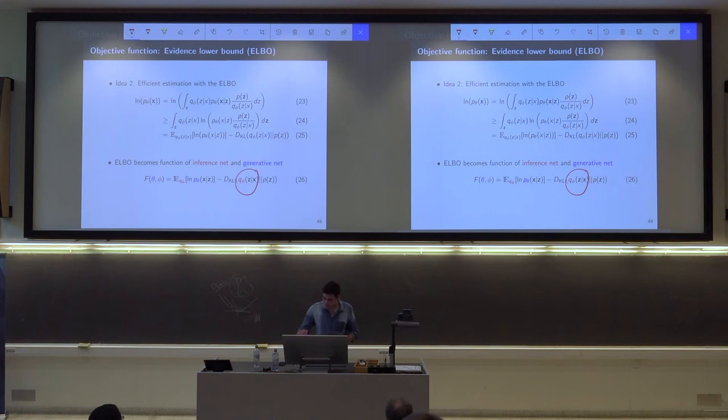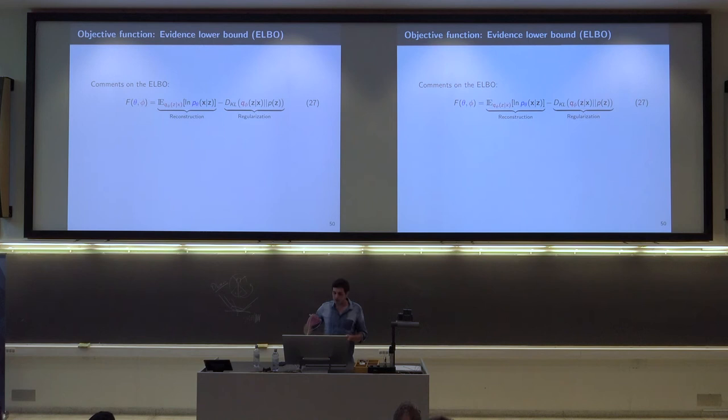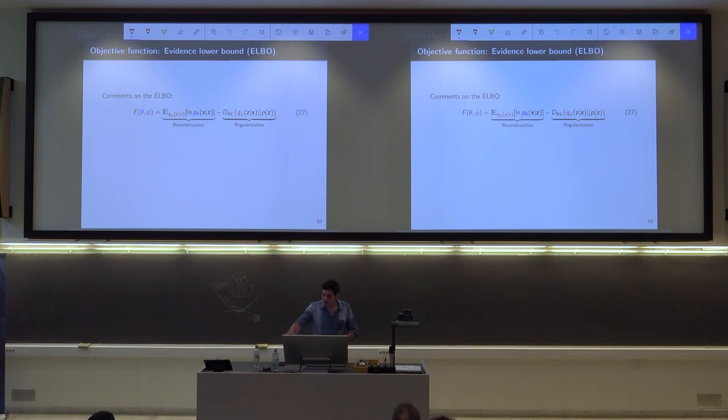So that's one of the key things with variational autoencoders. They perform amortized inference. So, some more comments about this equation. It depends on the two networks, yes. We can also interpret it. It also has an autoencoder interpretation, as we said before.